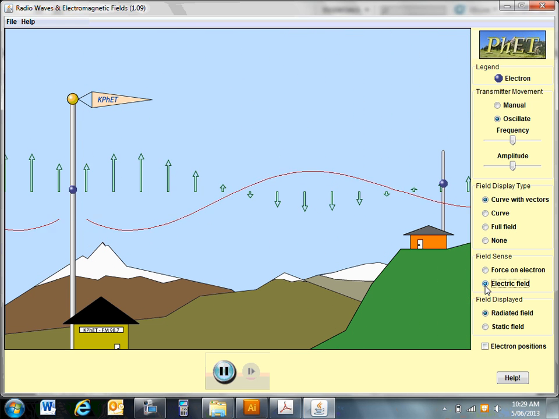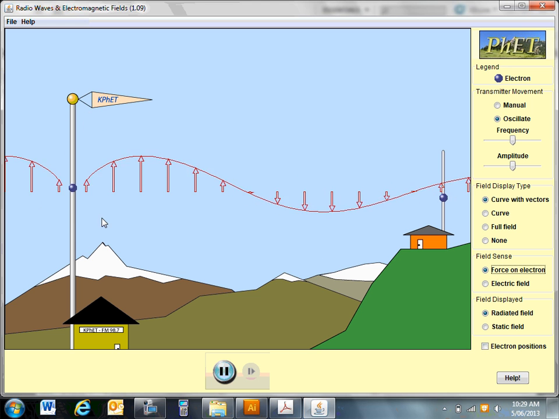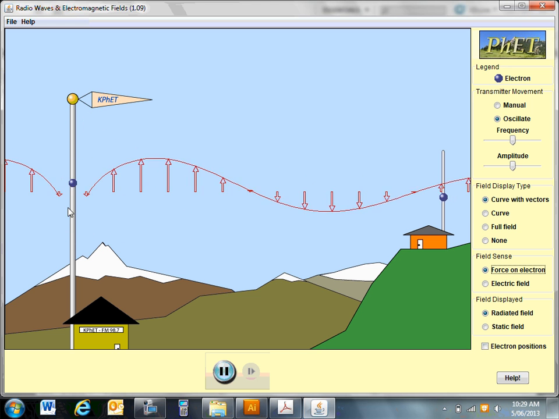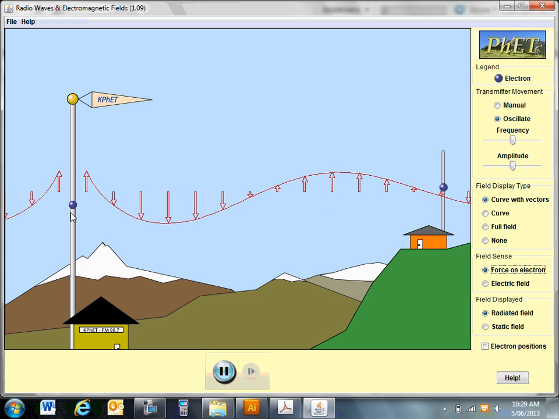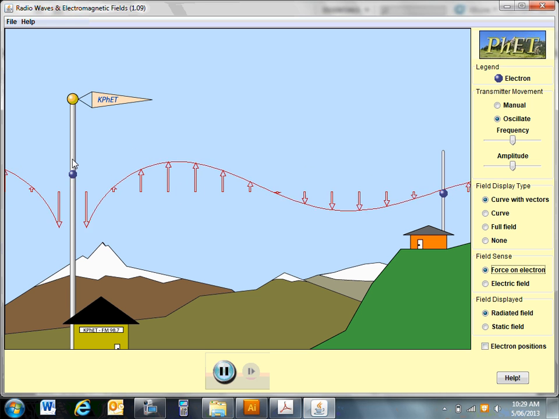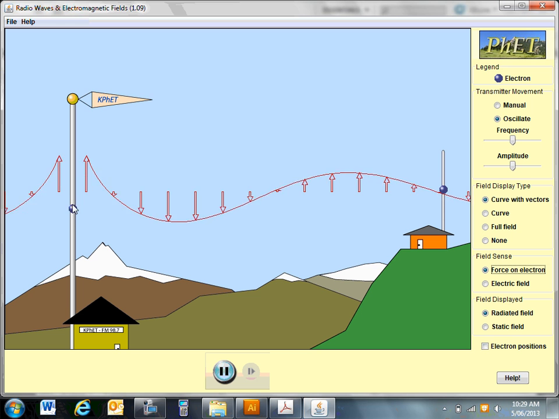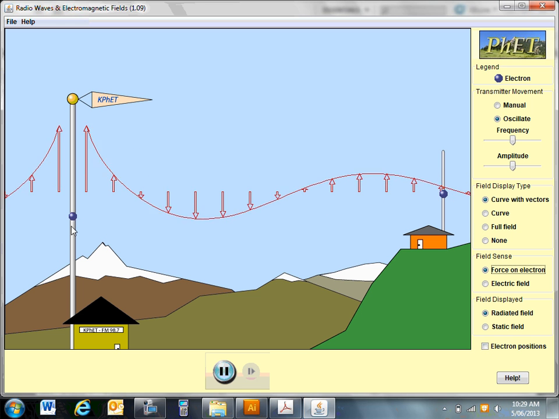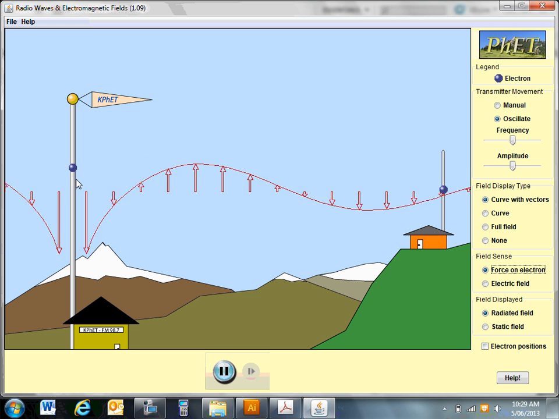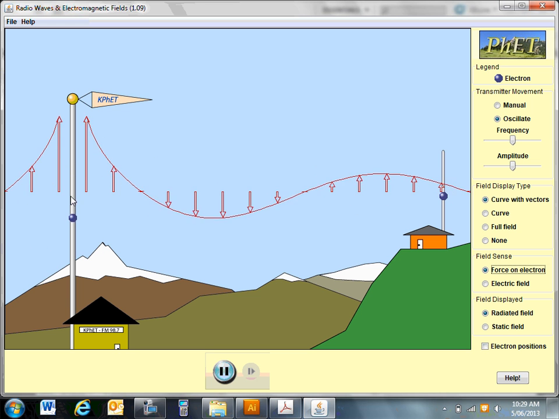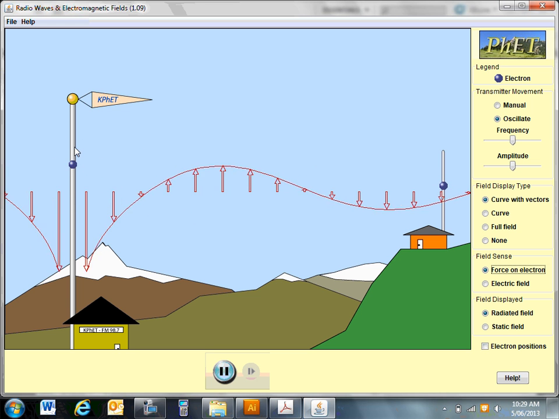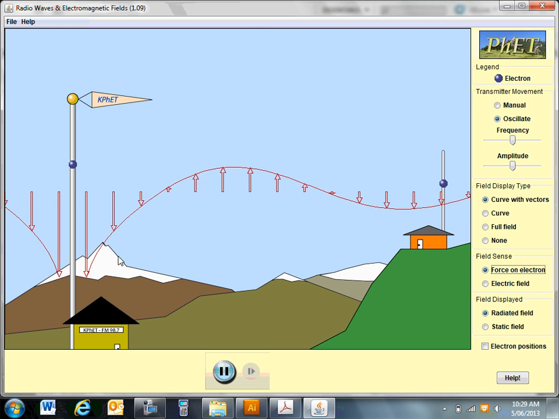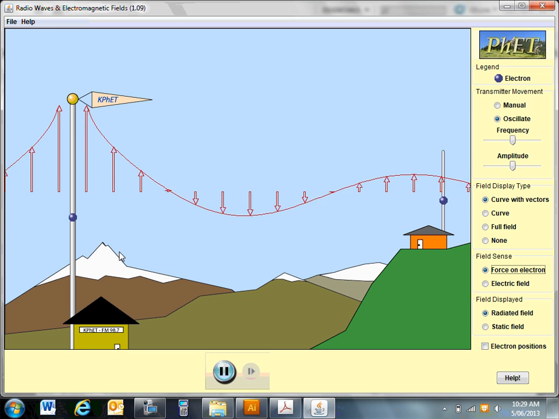That's the electric field. Notice the force on the electron is opposite its direction. The force is backwards. Its acceleration is also opposite its direction of motion. Yes, we are only going to consider the electric field in 2 dimensions.